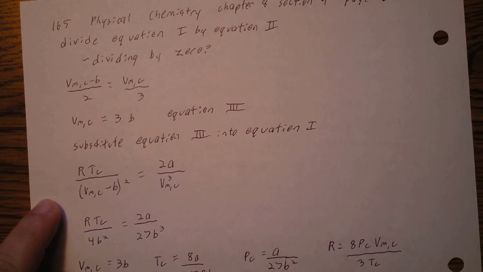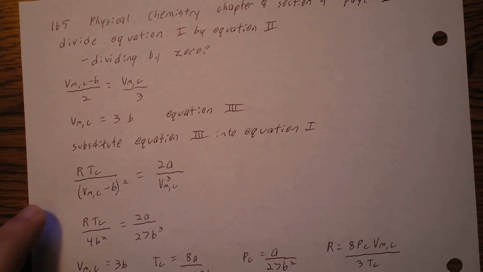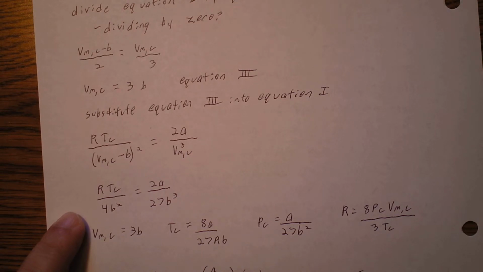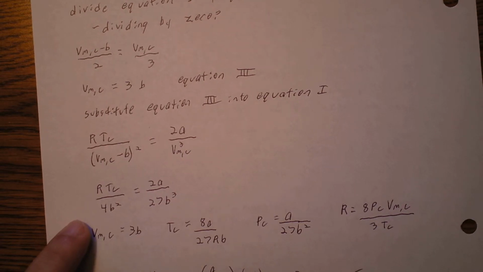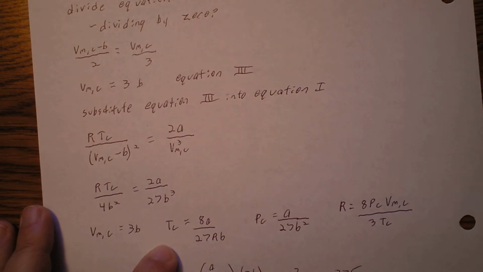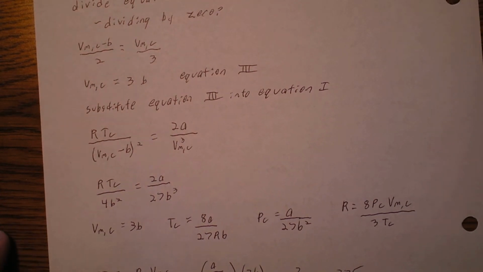Now we're going to get R times the critical temperature over the quantity molar volume minus the correction term B squared equals 2A over molar volume cubed at the critical point, obviously. So we get R times the temperature at the critical point divided by 4 times B squared equals 2A over 27B cubed. So we solve for the molar volume at the critical point and we get 3B. So then we end up with the temperature at the critical point is 8A over 27RB. The pressure at the critical point is A over 27B squared.